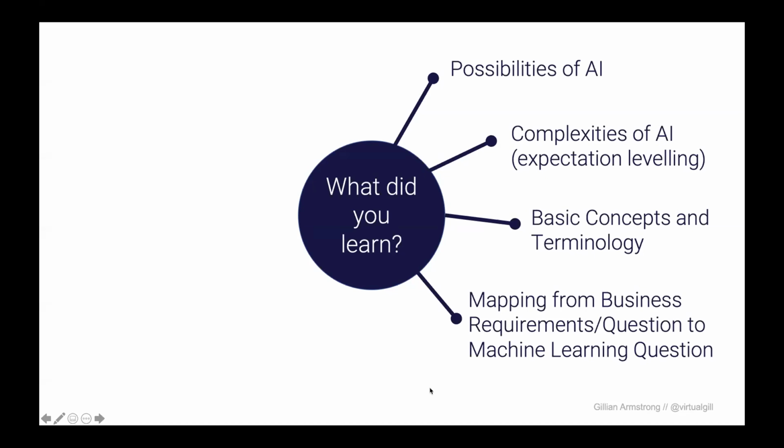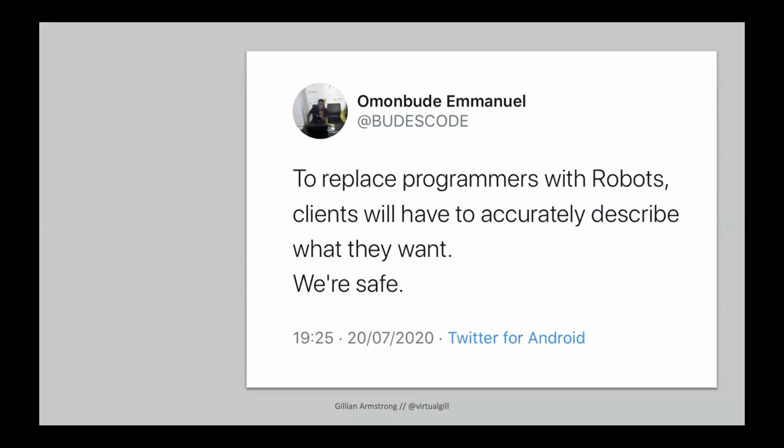And then the next thing you're probably going to see is starting to understand that your business requirements are different now. So you're moving to this non-deterministic world. You have to think, what is the machine learning question and not what is the business requirement, because business requirements like error check someone's email address, or here's the layout of the screen, are very different than detecting what the titles you mentioned in a podcast are. So that probably will start to get you thinking. And I really like this tweet. I saw it the other day where it says to replace programmers with robots, clients will have to accurately describe what they want, so we're safe. Although some days I am all for robots taking my job, 100%.